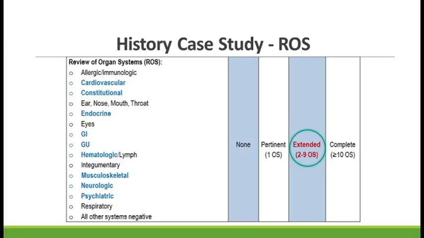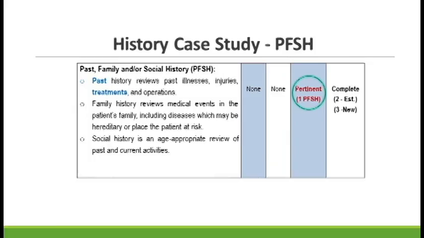Hematologic for the anemia and eating a high iron diet. Musculoskeletal for the shoulder pain. Neurologic for the poor sleep. Psychiatric for the depressed mood. So we have a total of 9 systems that were reviewed.